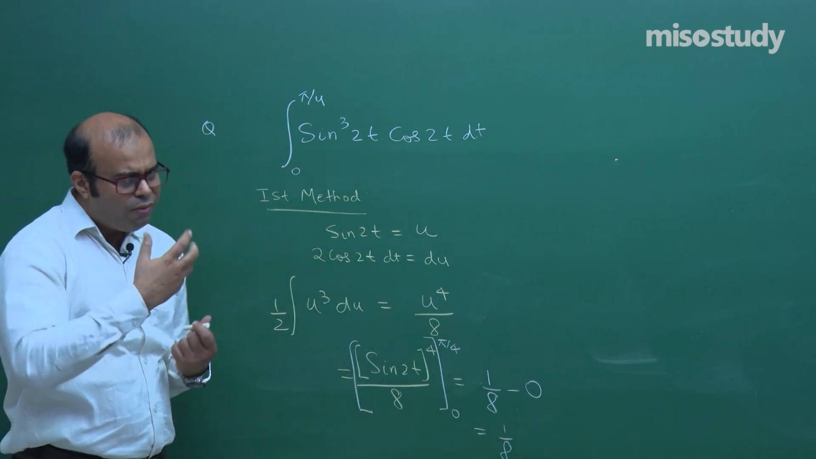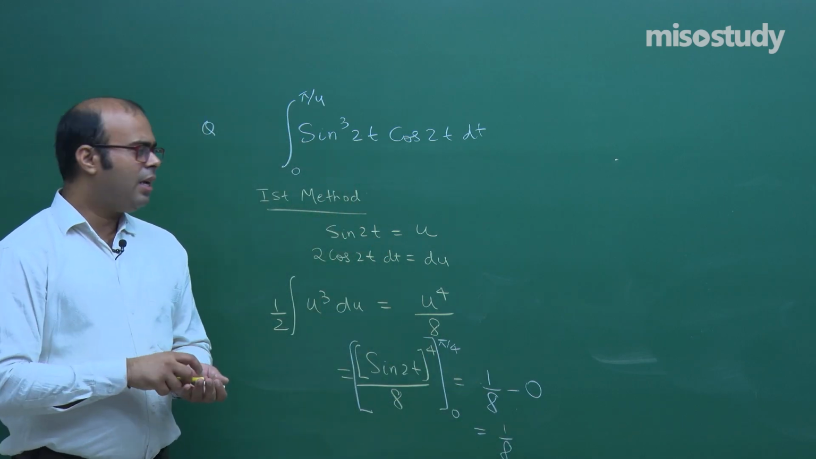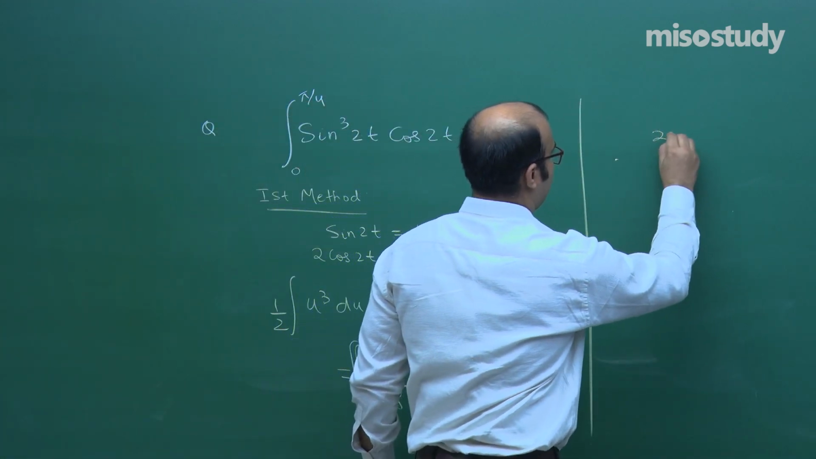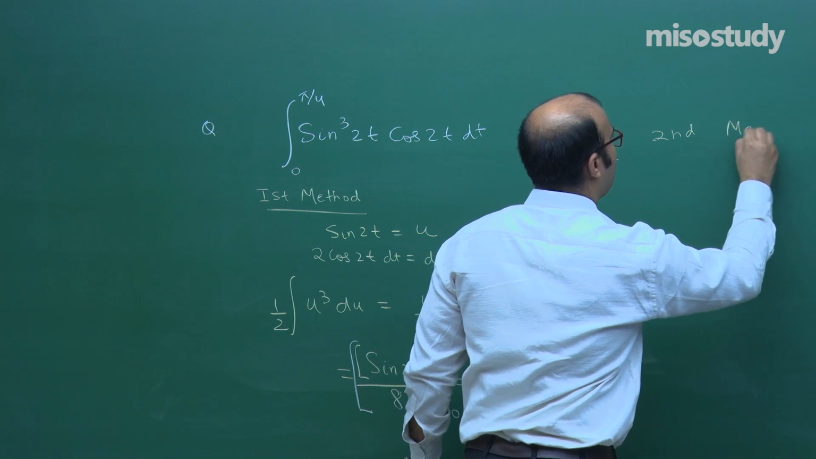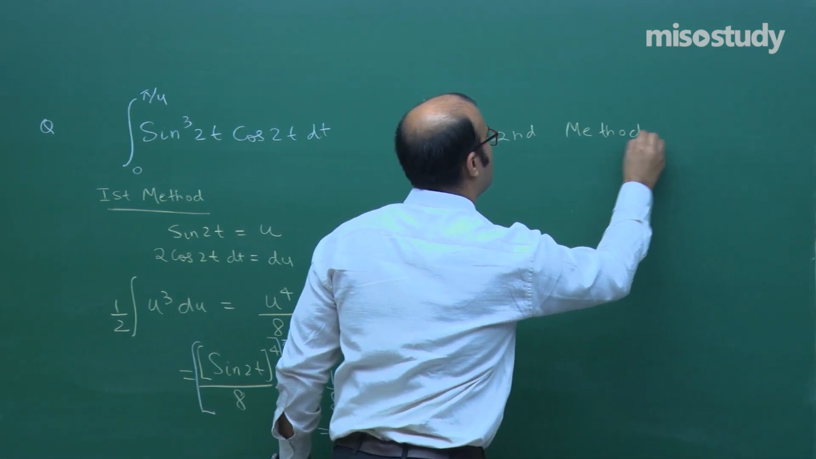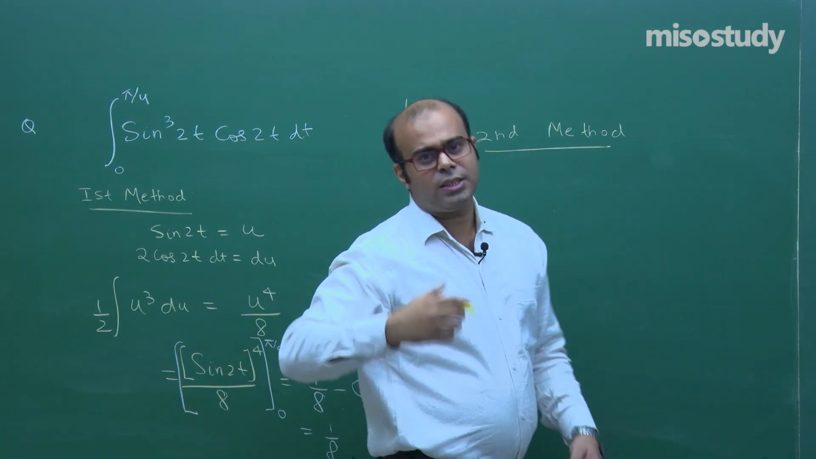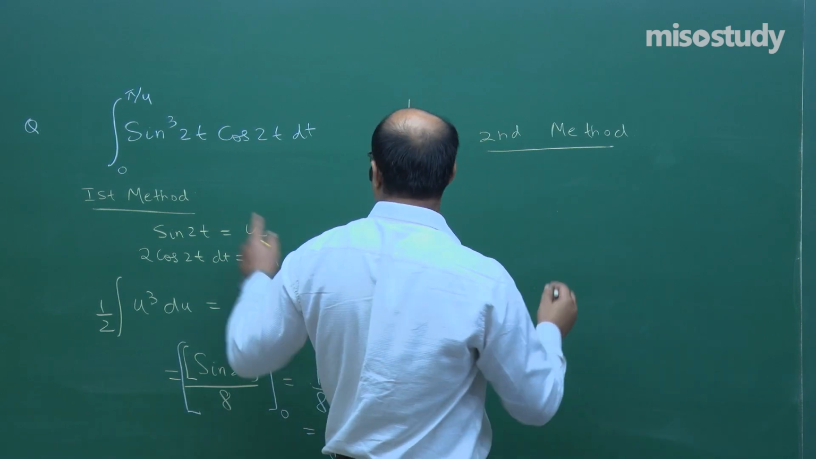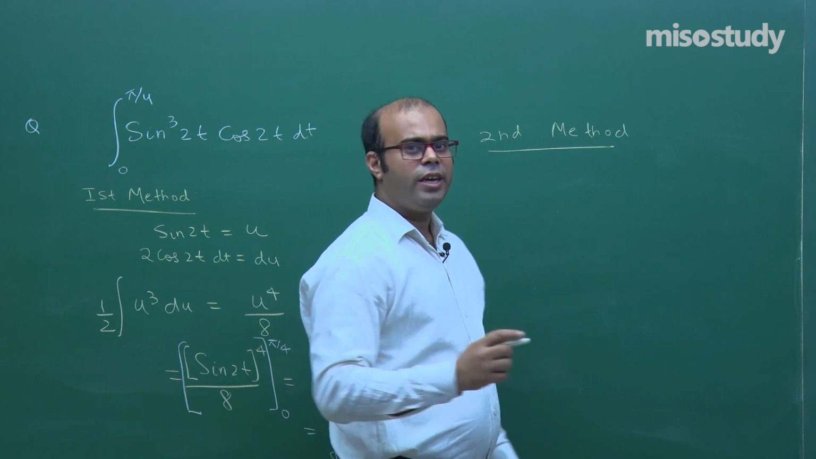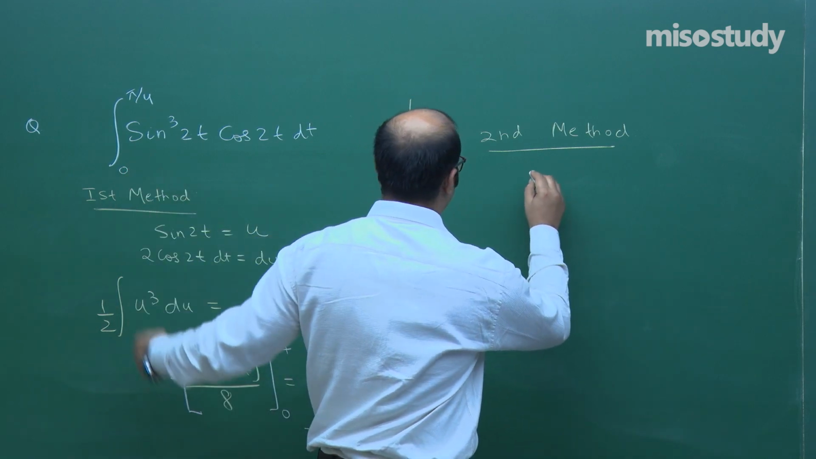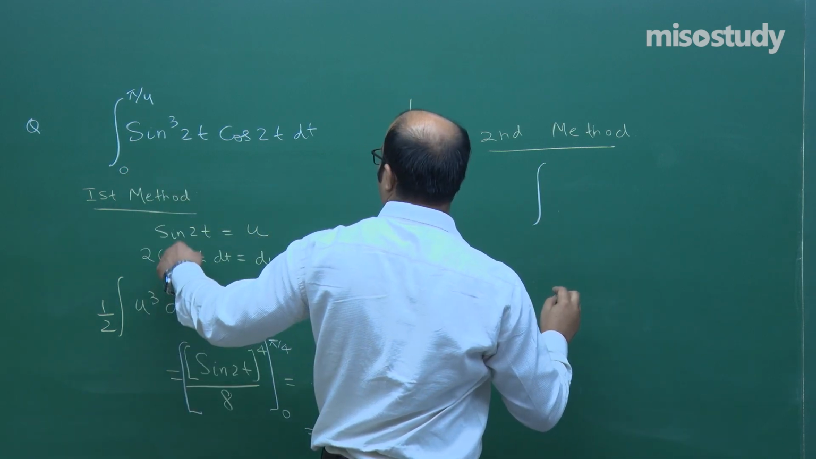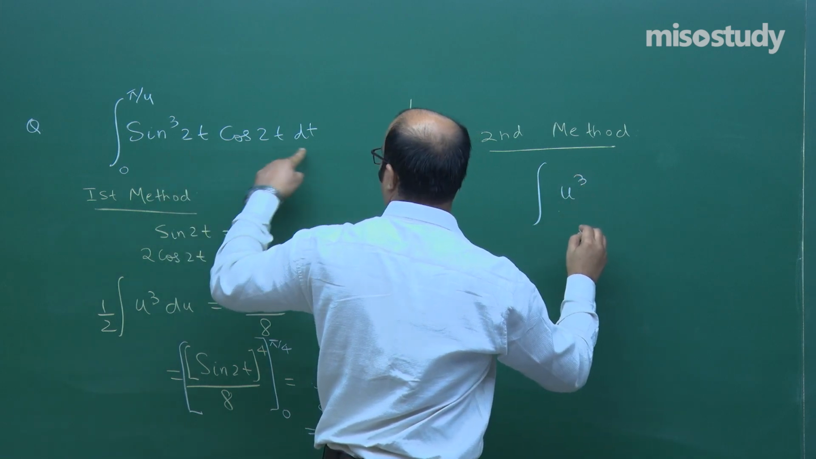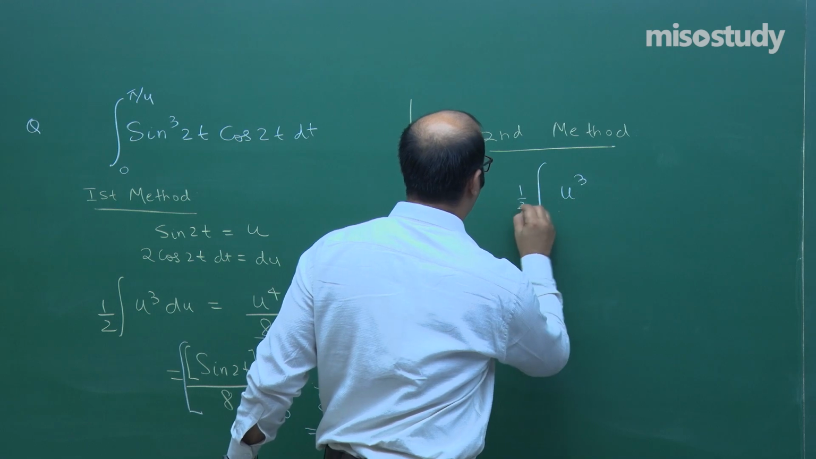Now what is the other way? If we talk about the second method, that says that when we are substituting, instead of further back substituting, we change the limits. So we could have also done it like this. If you see here, sin 2t has been replaced as u, so u³, and cos 2t dt has been replaced by 1/2 du.